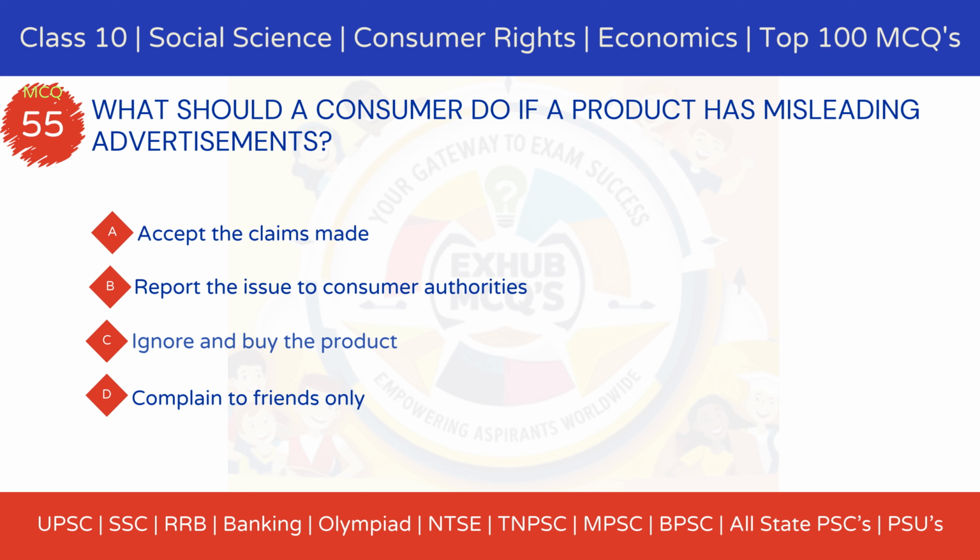Option A, accept the claims made. Option B, report the issue to consumer authorities. Option C, ignore and buy the product. Option D, complain to friends only.